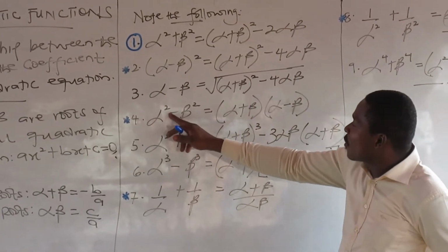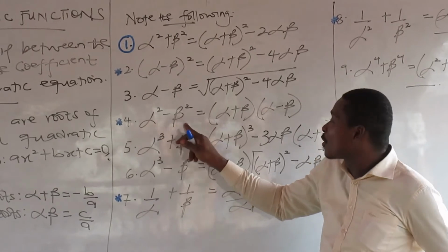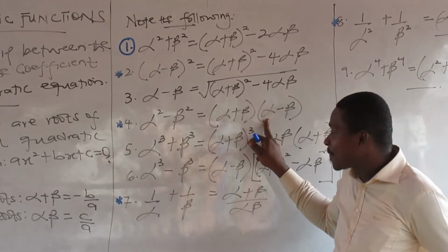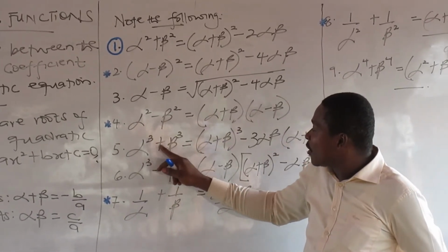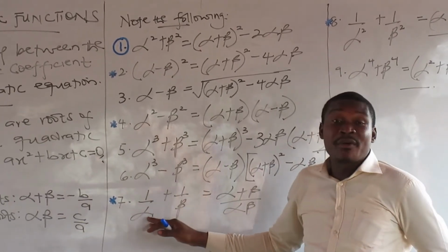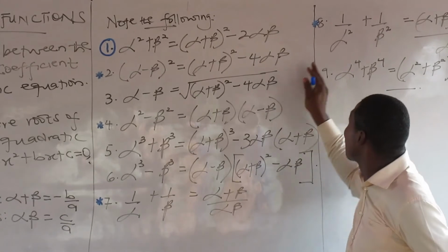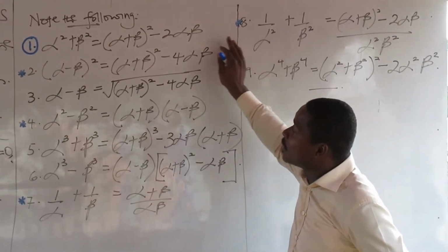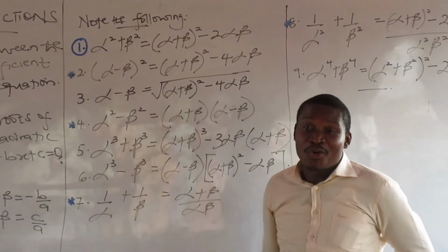So alpha squared minus beta squared can be obtained. That's the difference of two squares. Can you see? Now, alpha cubed plus beta cubed, this is what I'm going to get. Okay, so that makes the work very easy for you. The ones with asterisks can be obtained directly, right? You can manage that. You are supposed to know this at all costs, right?